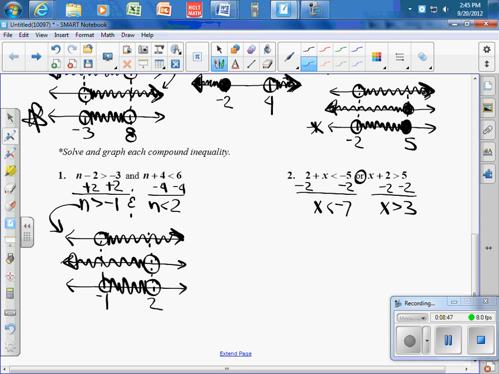Being a compound or, we only need 1 number line here. Obviously, the -7 to the left, 3 to the right. X is less than -7 is a hollow circle at -7, shade to the left. Hollow circle at 3, shade to the right. And we're done.